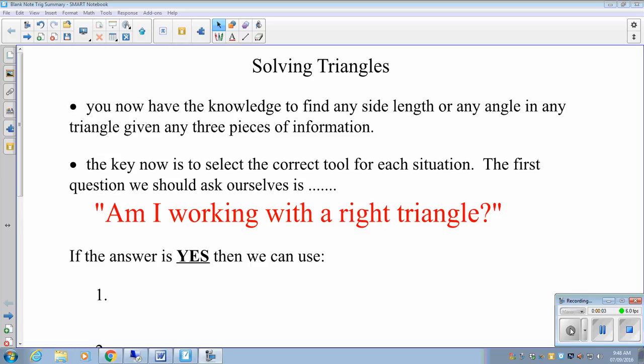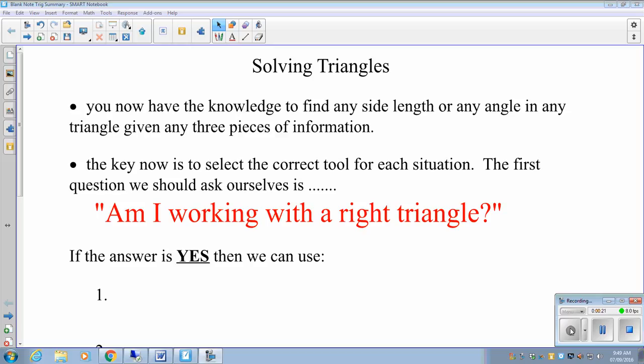All right, so here we are on a summary of trig. We're all the way to the end of our trig unit. I've had some technical difficulties today, so this is a bit of a test run with some new computer technology at the school. So, solving triangles.